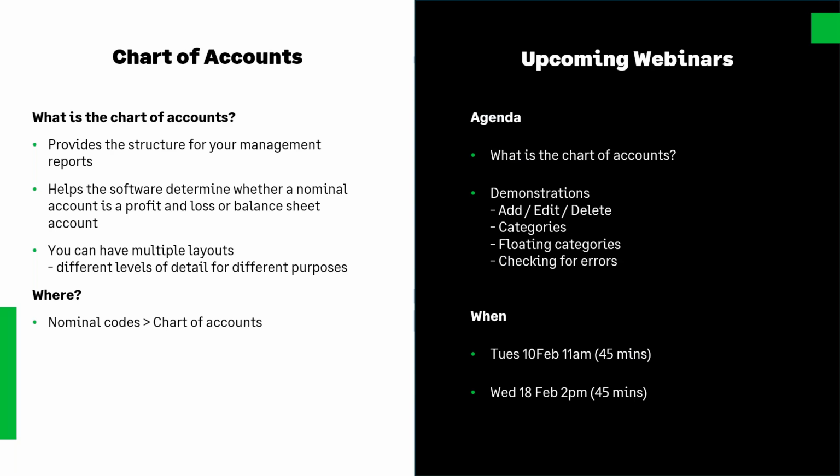Now you can have multiple layouts as well, different levels of detail for different purposes. You'll find it within Nominal Code's chart of accounts. The analyzer view uses that chart of accounts.